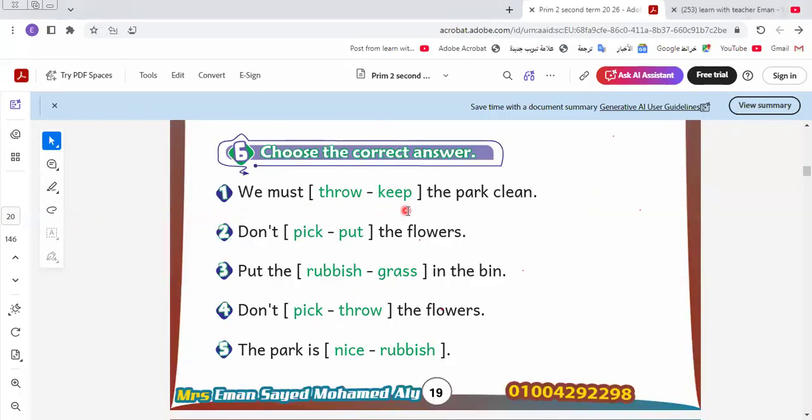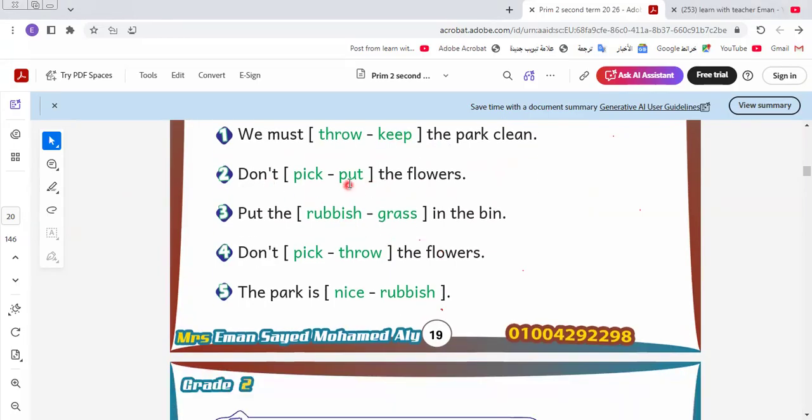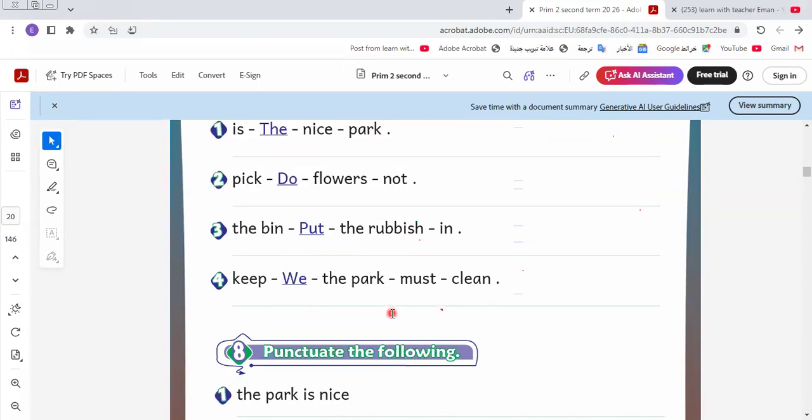Here we say, we must keep the park clean. We must keep, to be. Don't pick the flowers. Put the rubbish in the bin. Don't pick the flowers. The park is what? Nice. Let's continue the rest of the exercise.